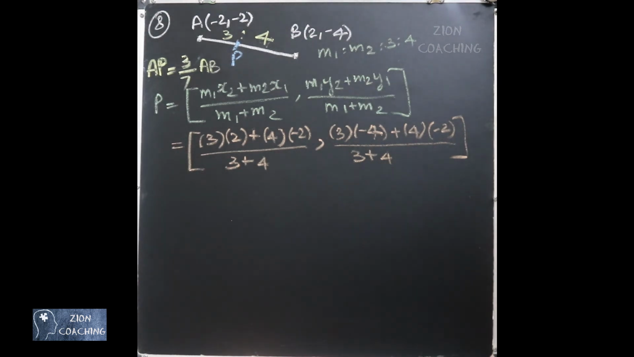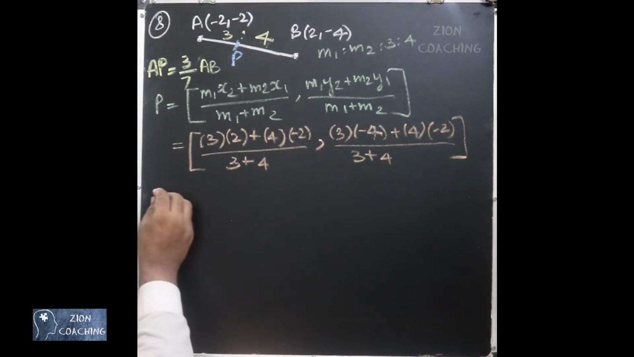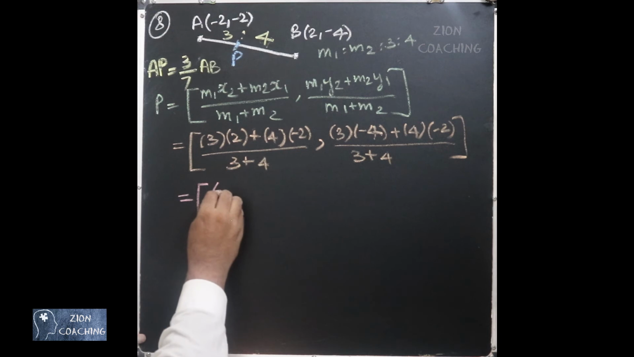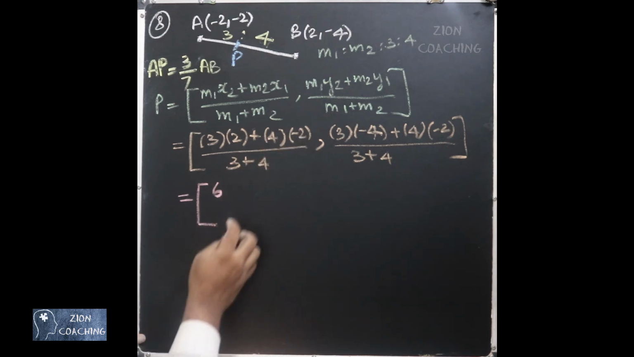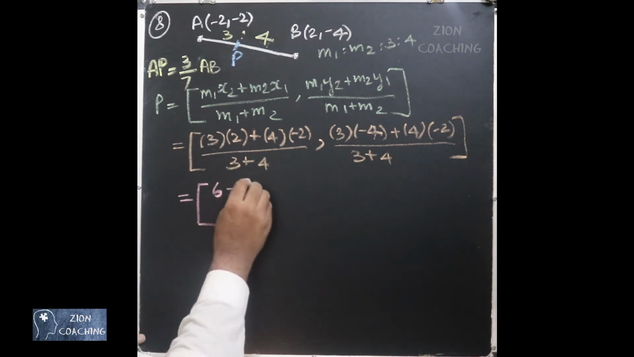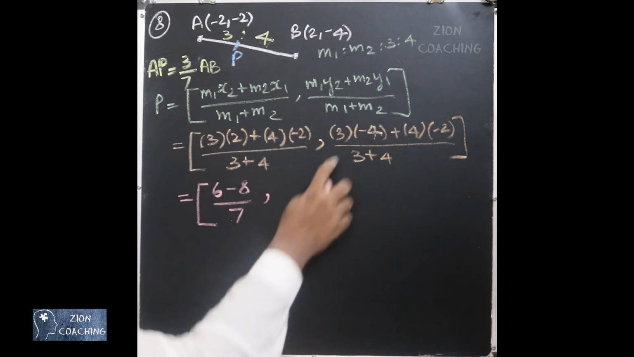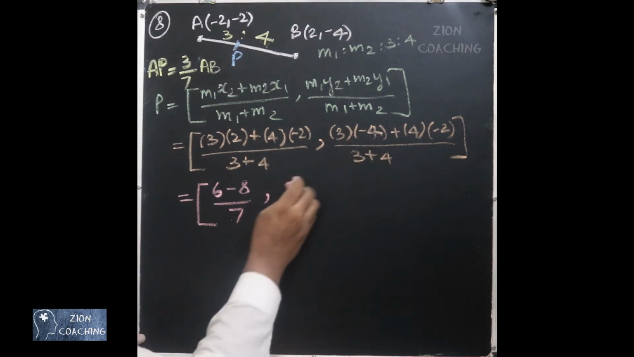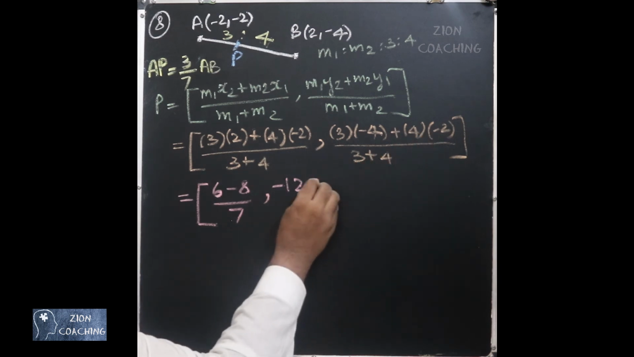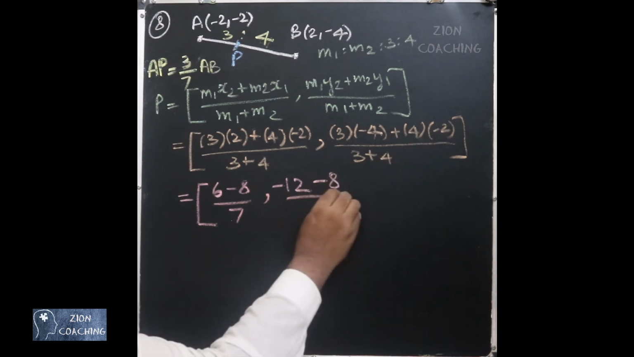Now solving this, we are going to get the coordinates of P(x, y). So 3 into 2 is 6, 4 into -2 is -8. So it is going to be (6 minus 8) by 7, comma, 3 into -4 is -12, 4 into -2 is -8, by 7.